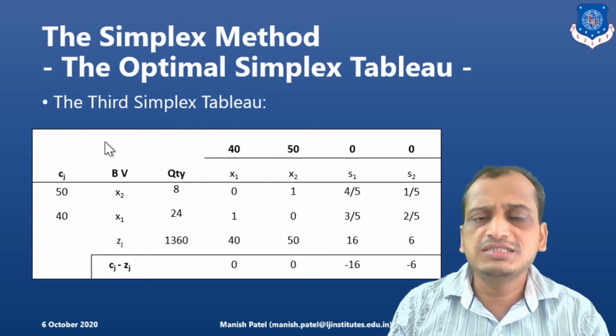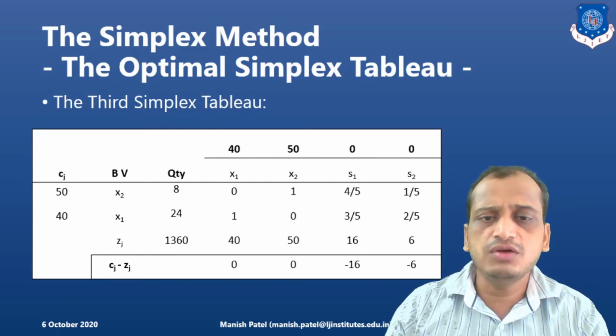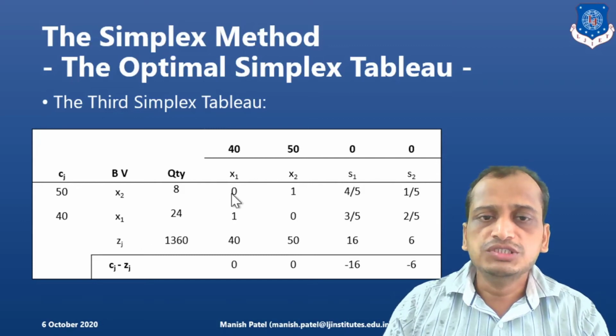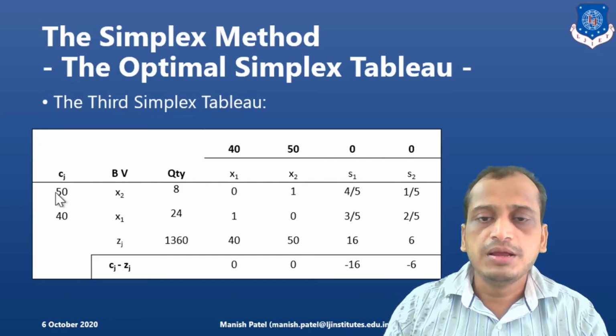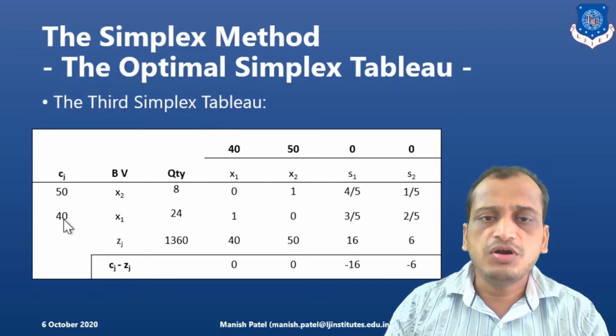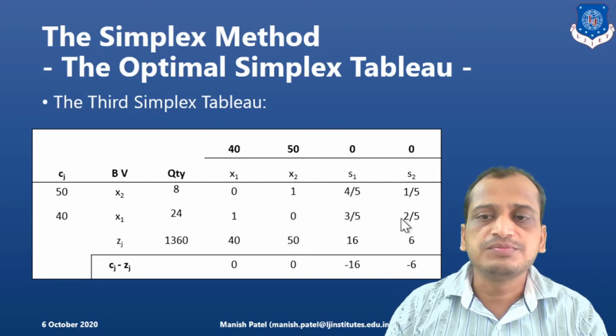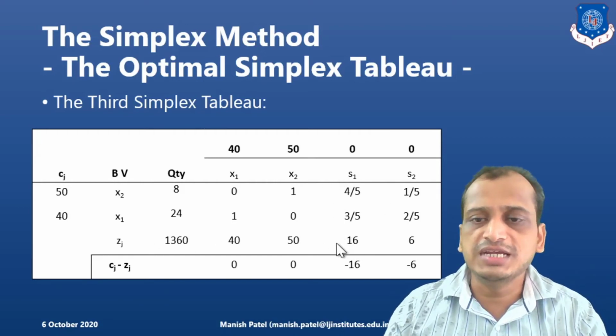Why do we say this is optimal? Let's find out Zj here. 0 multiplied by 50 plus 40 multiplied by 1, which is 40. 1 multiplied by 50 plus 40 multiplied by 0 is 50. 4 by 5 multiplied by 15 plus 40 multiplied by 3 by 5, which is 16. And in the same way we found the remaining Zj.